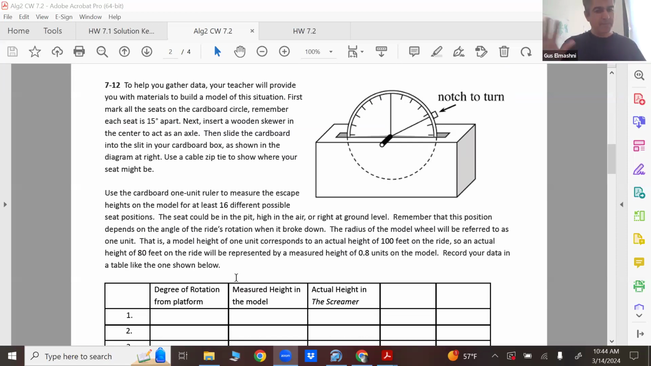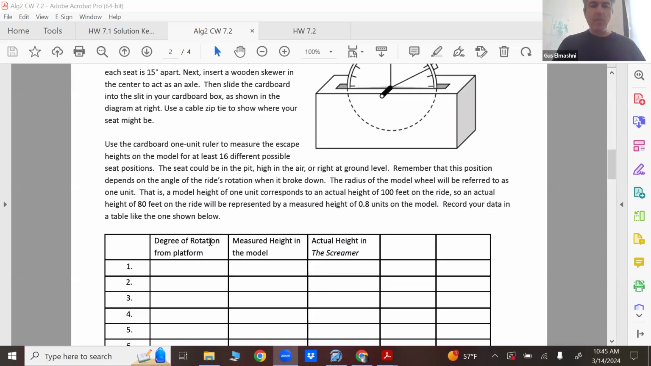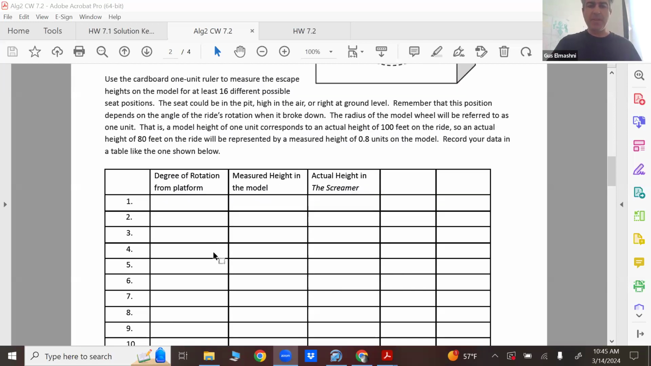Insert a wooden skewer, so you'll need to do that. Then slide the cardboard into the slit, into your cardboard box, as shown in the diagram to the right, and use a cable zip tie to show where your seat is. Don't worry about that. Okay, use the cardboard 1-unit ruler, which you do have, to measure escape heights on the model for at least 16 different possible seat positions. So I'm going to help this table here in front to get things started, just so you guys know how this works, and then you guys will fill out the rest.